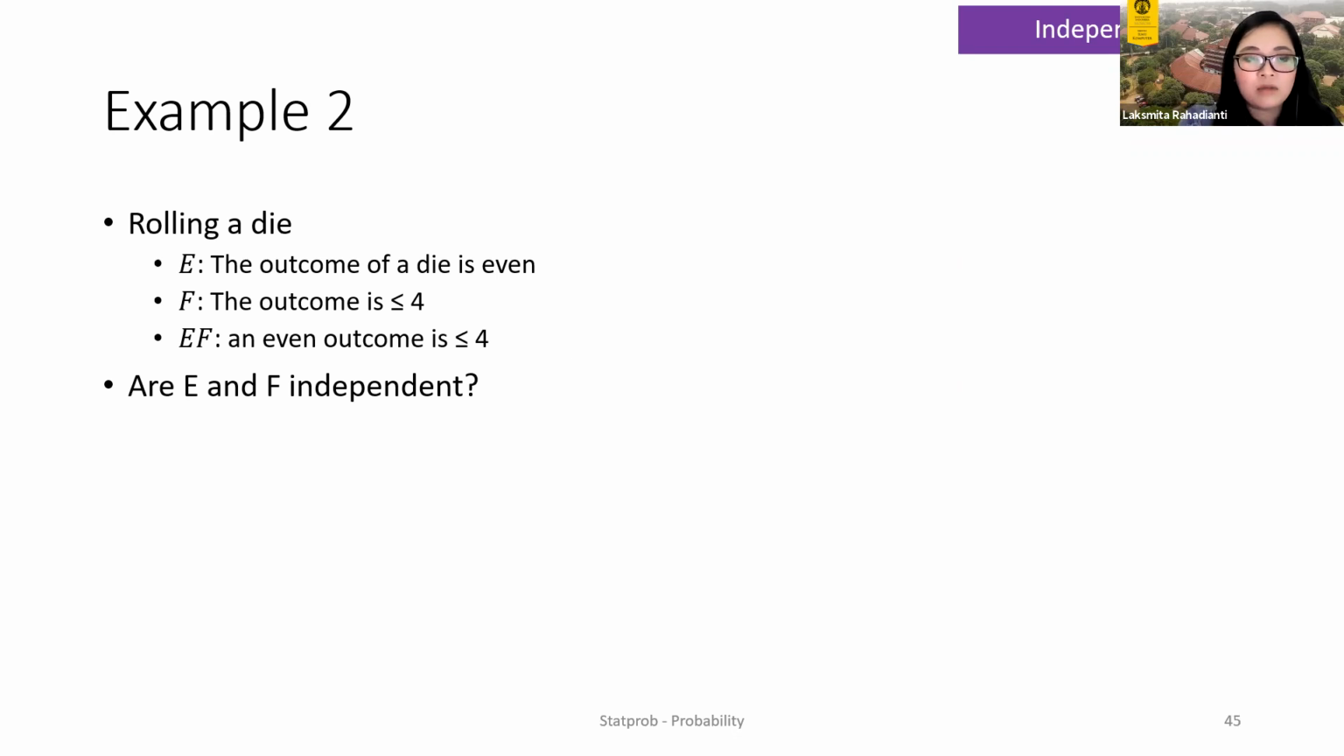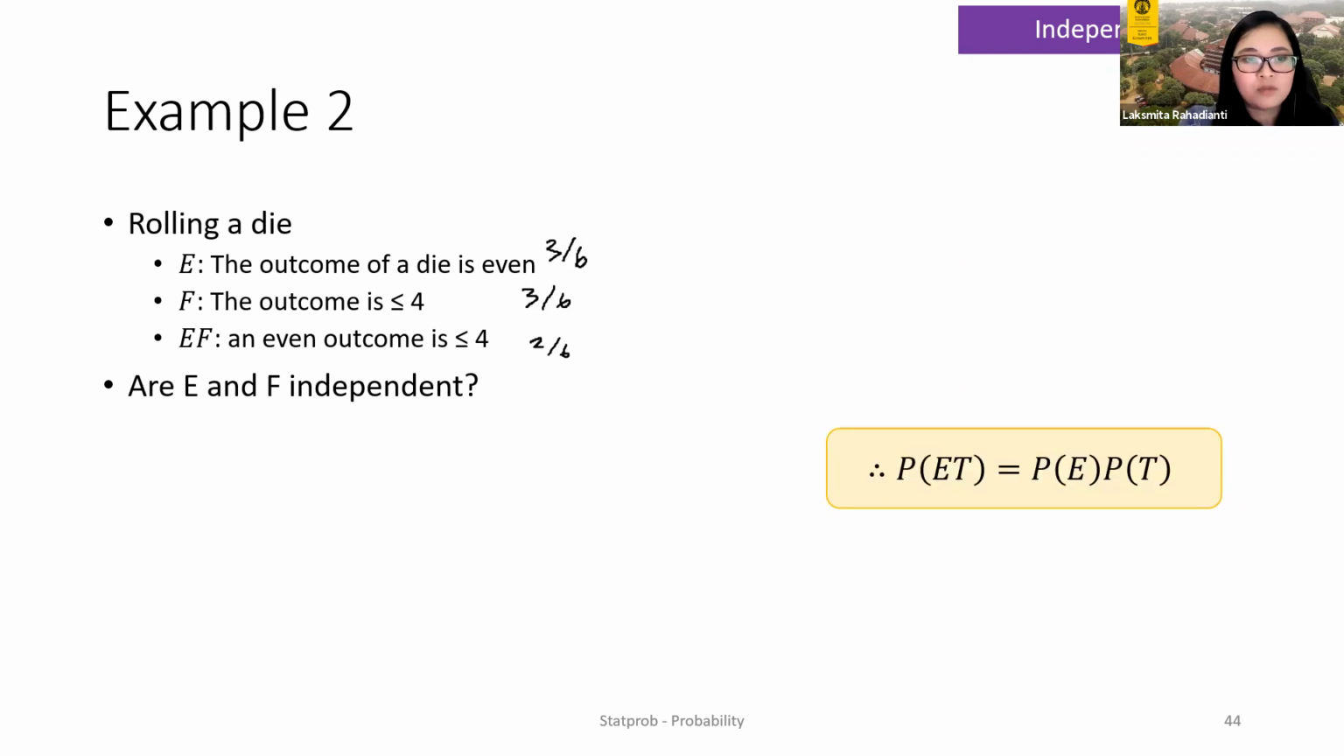And if we talk about the independence, let's compute this. Oops, I apologize. This is not larger than or equal to 4, but smaller than or equal to 4. So if I'm talking about smaller than or equal to 4, that means 1, 2, 3, 4. An even outcome less than or equal to 4 means I'm talking about 2, 4.